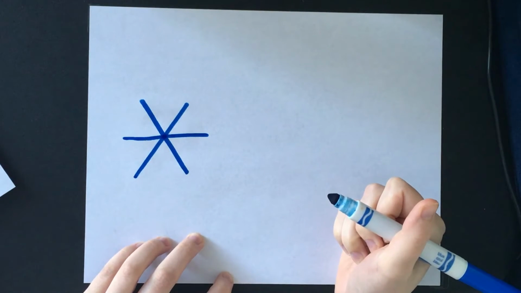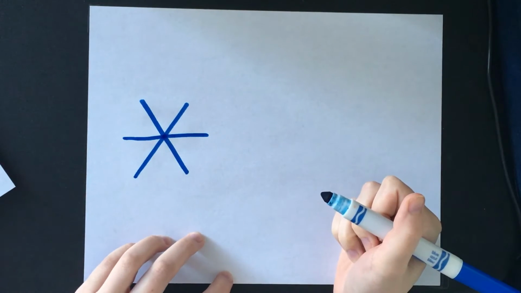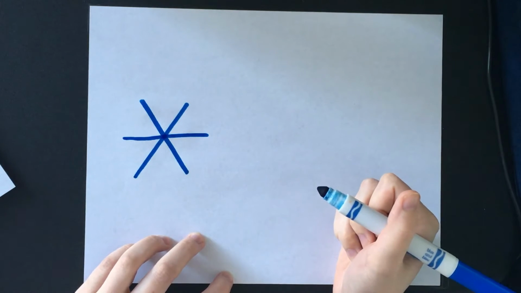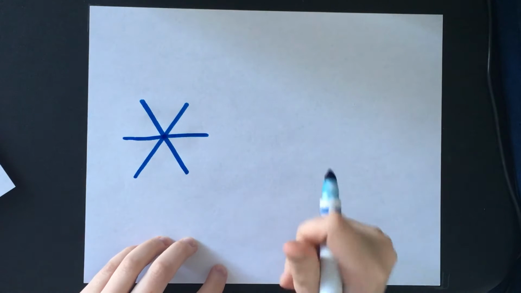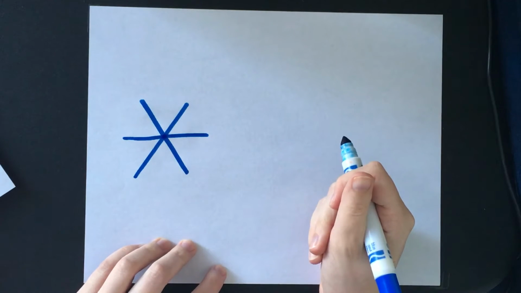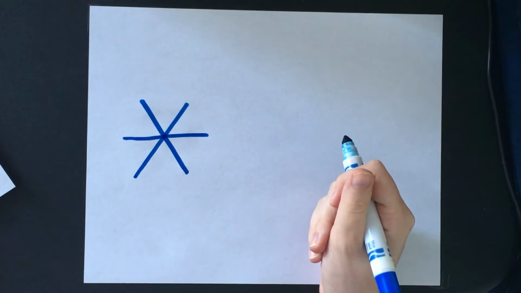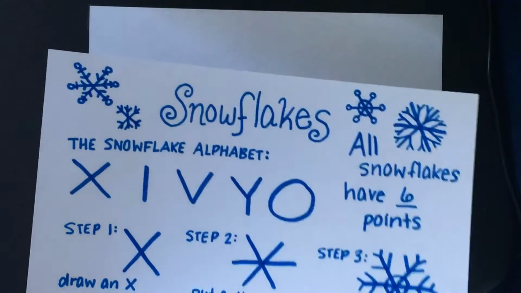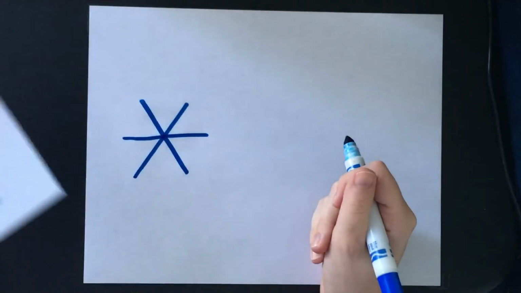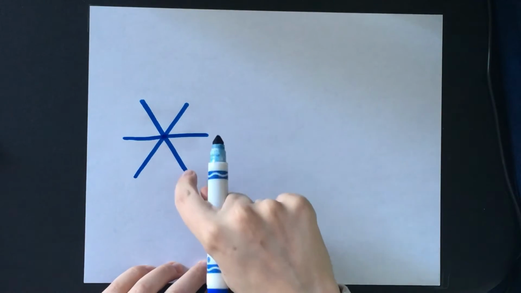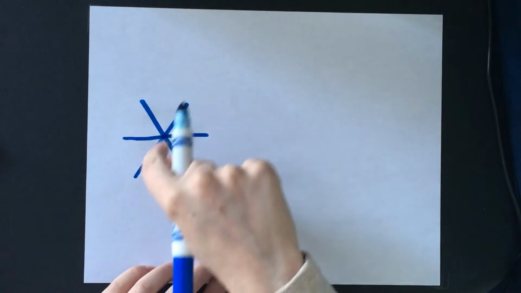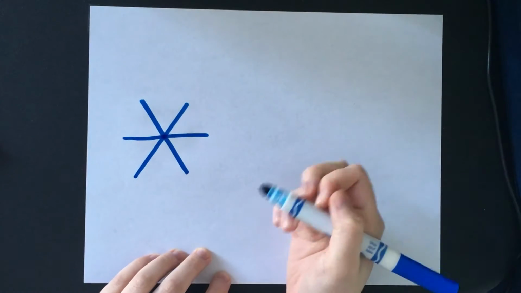All snowflakes have 6 points. They never have 8, they never have 7, they never have 5, they only have 6. And every single snowflake is unique. So I have the start of my snowflake, and now I'm ready to use the snowflake alphabet to add my extra details. And whatever I put on one of these little arms of my snowflake, I'm going to do the same thing on every one.